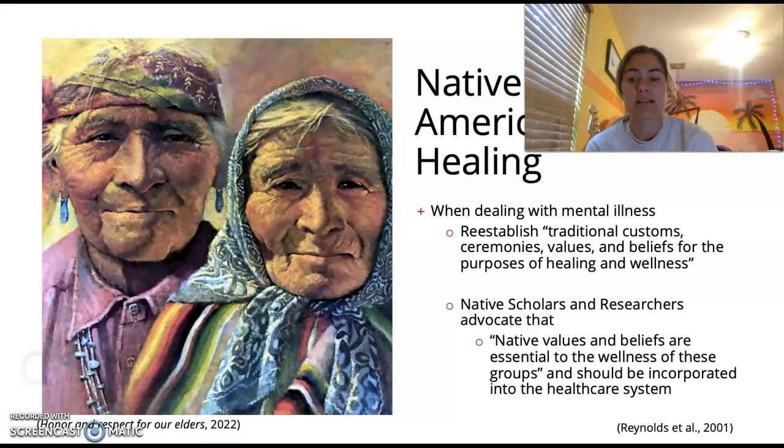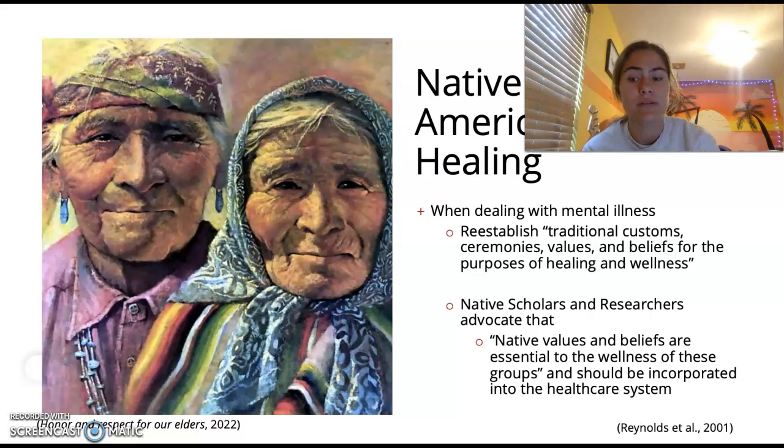Much of this knowledge that is passed on from elders to the younger generation are religious customs on how to deal with stress, such as different ceremonies and traditional customs for healing, as Reynolds mentions here, that Native Americans tend to reestablish traditional customs, ceremonies, values, and beliefs for the purpose of healing and wellness.